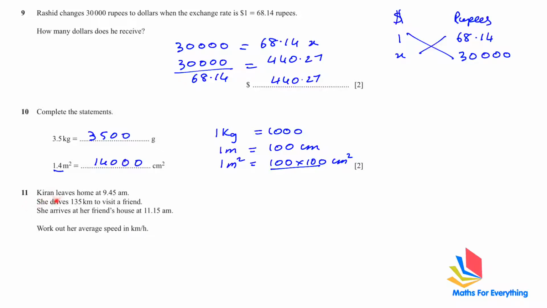Next, Kiran leaves home at 9:45 a.m. She drives 135 kilometers to visit a friend. She arrives at her friend's house at 11:15 a.m. Work out her average speed in kilometer per hour. We have to first find the time.